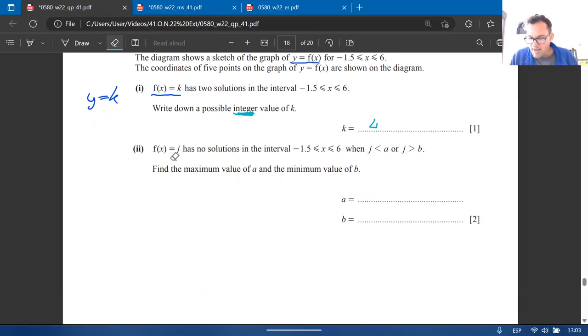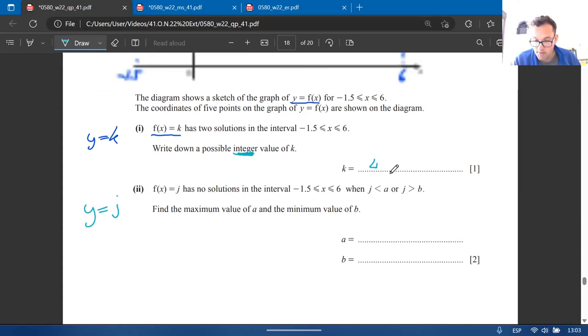Okay, f(x) equals j. So now they've changed the y for a j. That means y equals j. So again, we're going to find our answer on the y-axis. For the same interval, f(x) equals j has no solutions. When j is less than a and j is more than b, find the maximum value of a and the minimum value of b.